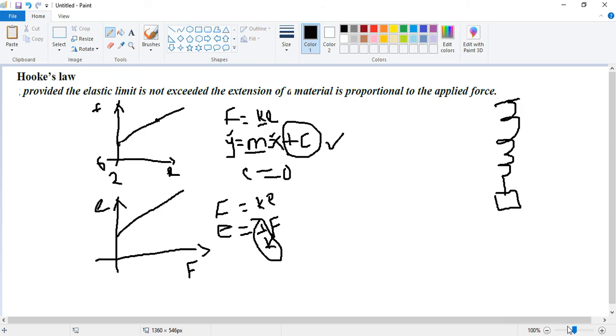So I want you to note very carefully that a stiff material, or a stiff spring, for example, will have a very large value for the force constant. Maybe I can demonstrate this.